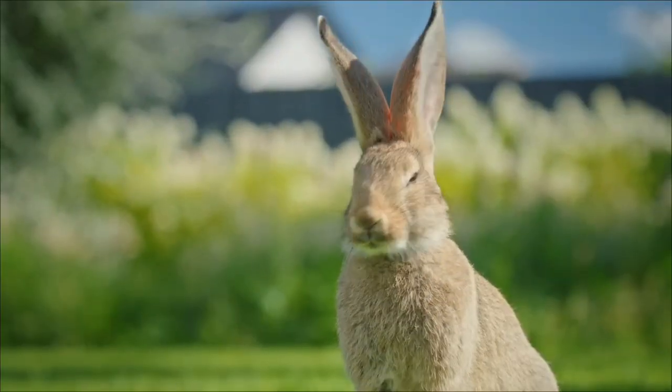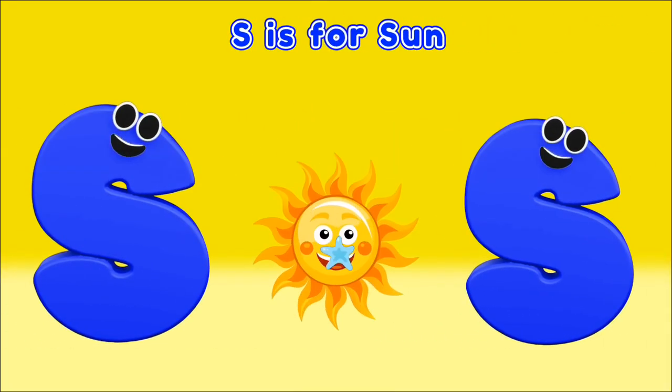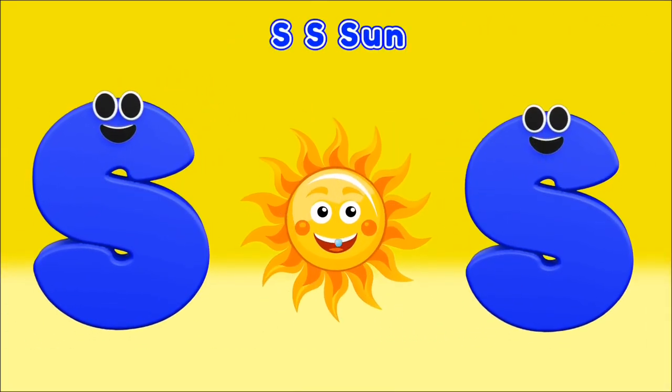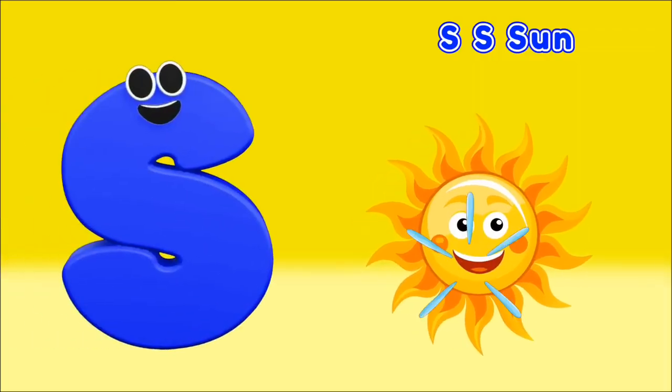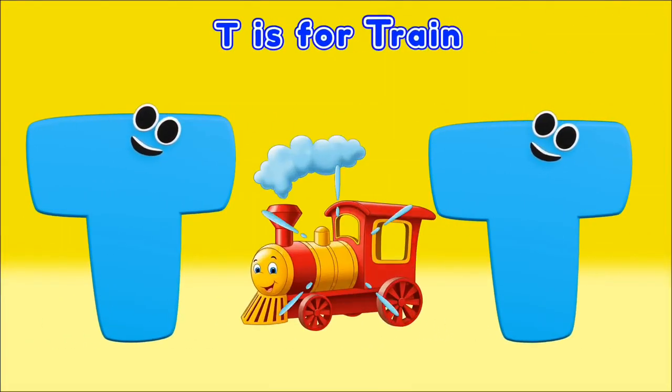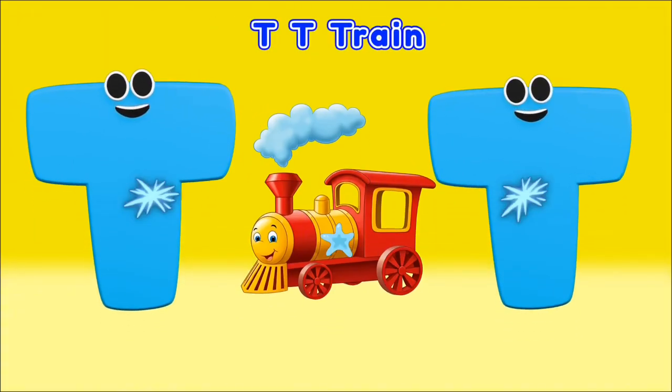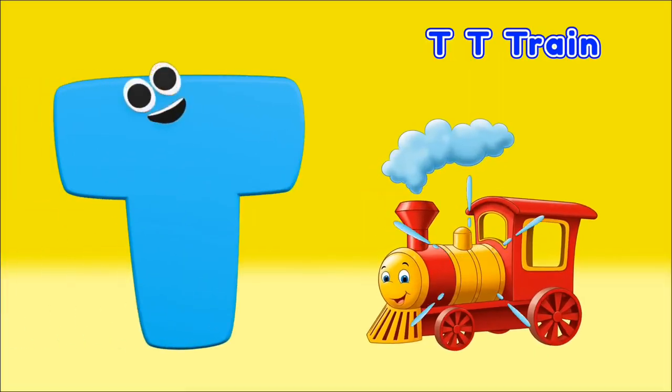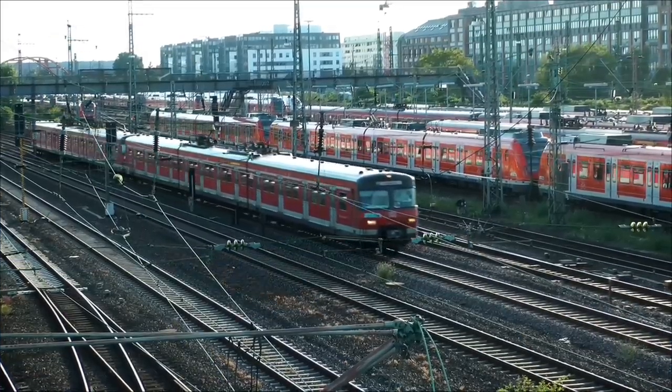rabbit. R, rabbit. S is for sun, sun, sun. Hot sun. T is for train, train, train. Train.